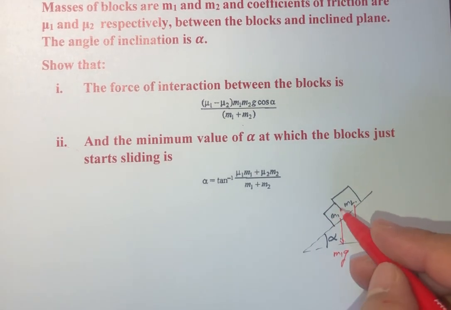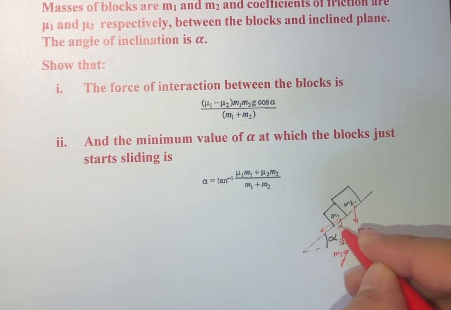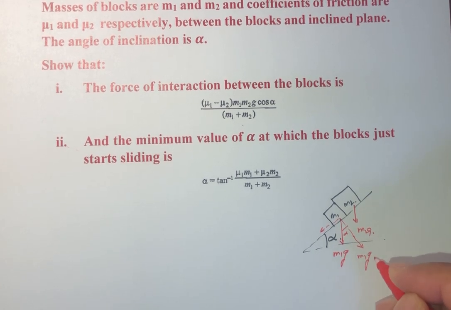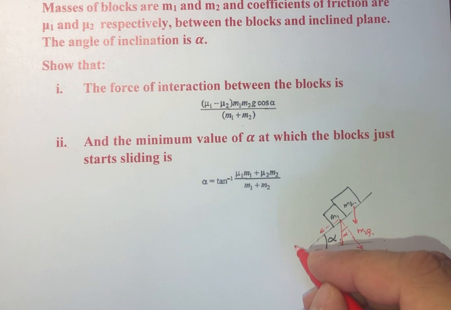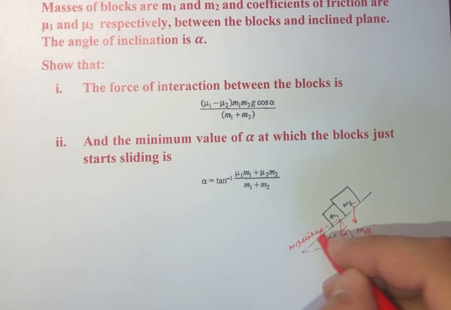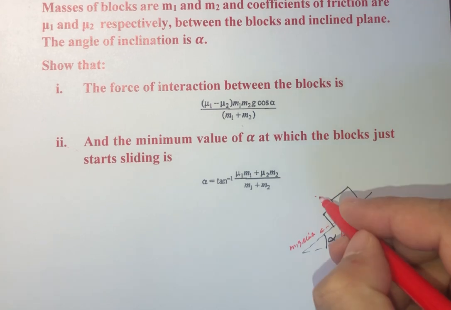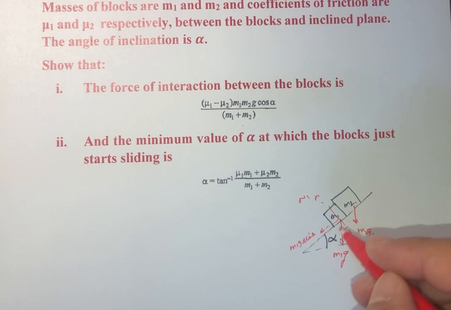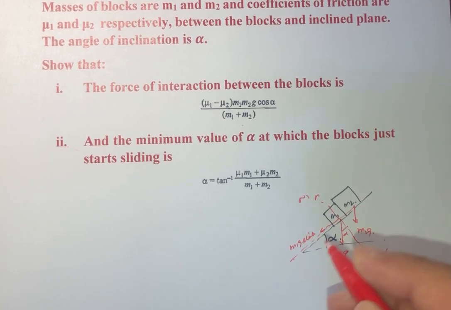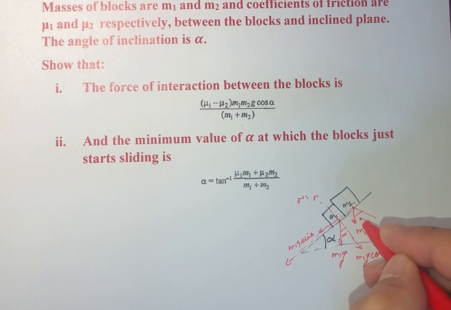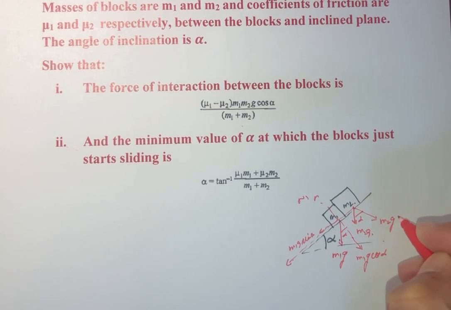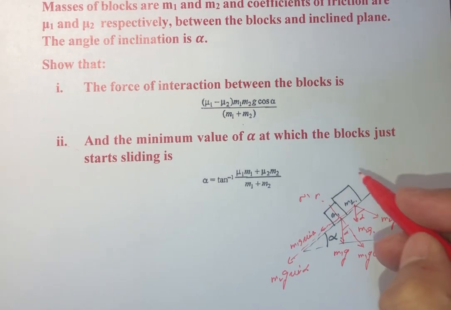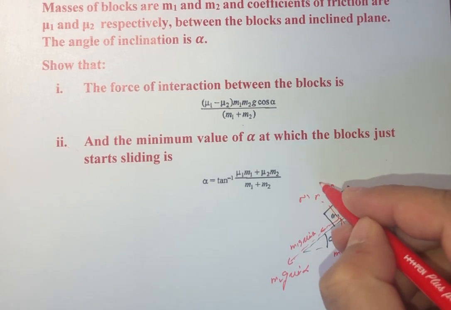So we can divide m1 g into two components. This will be alpha, so we get m1 g cos alpha, and this will be m1 g sin alpha, and let us suppose there is a normal n1. Similarly, this is our alpha, so this will be m2 g cos alpha, and m2 g sin alpha, and we have a normal, let us suppose that is n2.